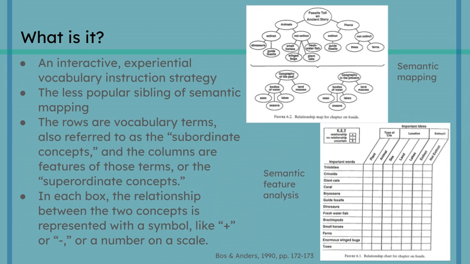In a semantic feature analysis relationship chart, the rows are vocabulary terms, also referred to as the subordinate concepts, and the columns are features of those terms, or the superordinate concepts. In each box, the relationship between the two concepts is represented with a symbol like a plus or minus, or a number on a scale. The superordinate concepts are sometimes called the coordinate level concepts, but we're just going to stick with calling them the superordinate concepts because it's easier to remember.